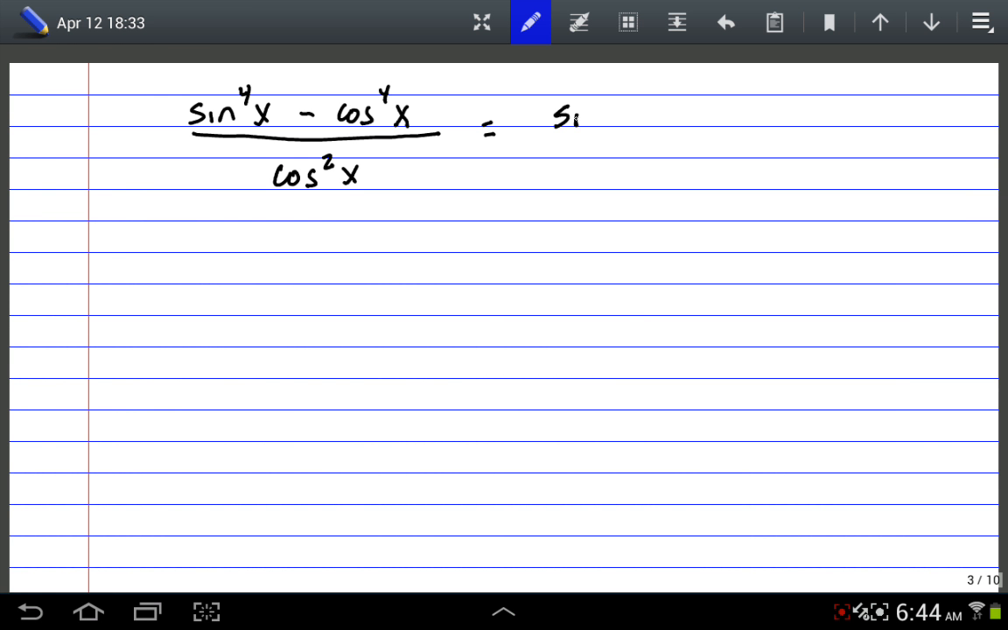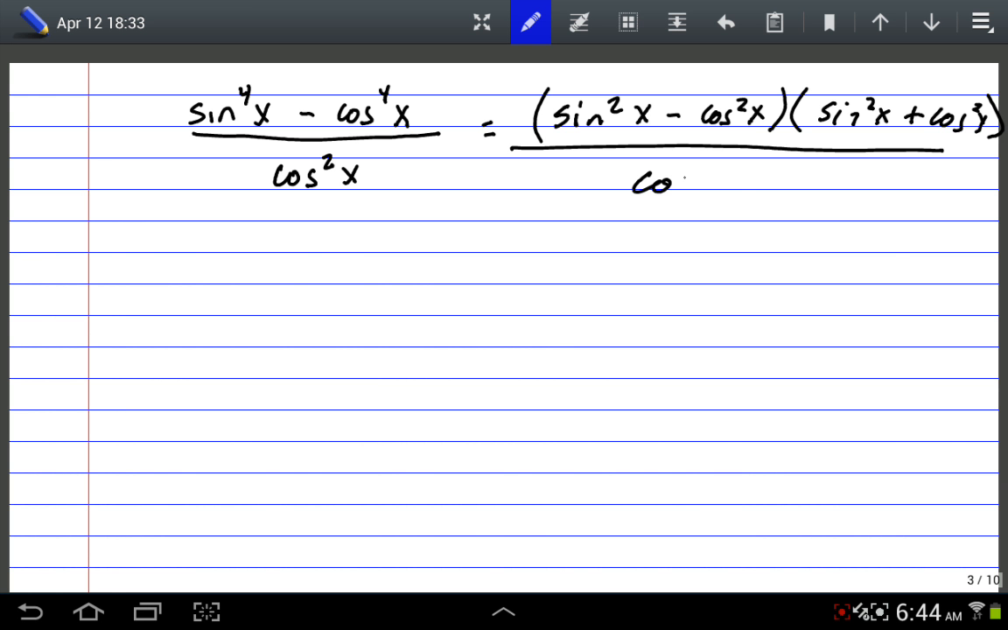So it would be sine squared x, all right, what else? Minus cosine squared x times sine squared x plus cosine squared x. Okay, and this is all over cosine squared x. Okay, now I've got a bunch of squares, don't I? All right, you see anything in that anywhere? This ought to smack you in the face. If it doesn't, I will. No, I'm not going to do that.